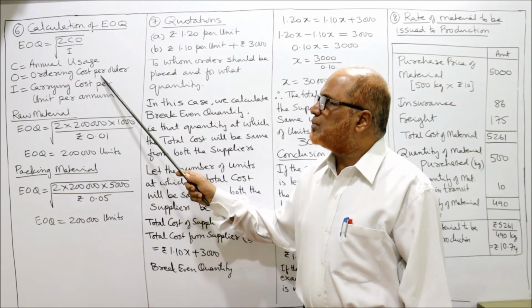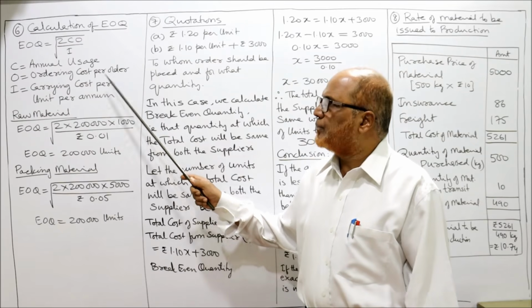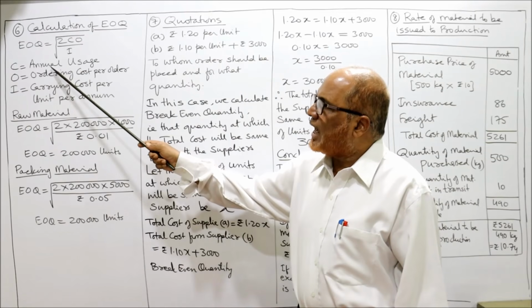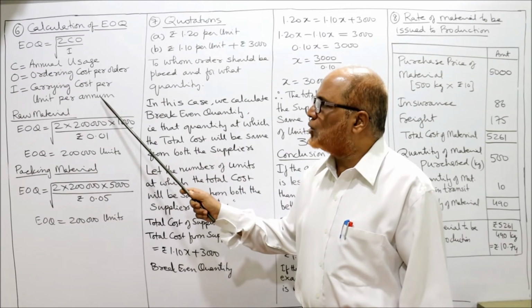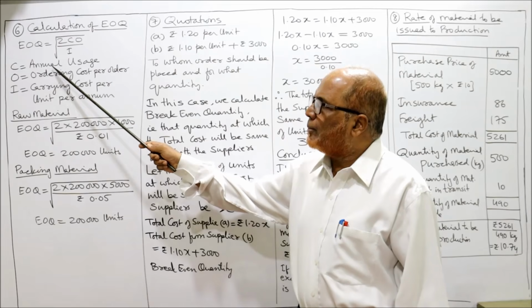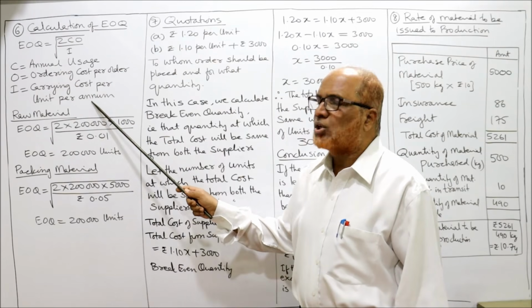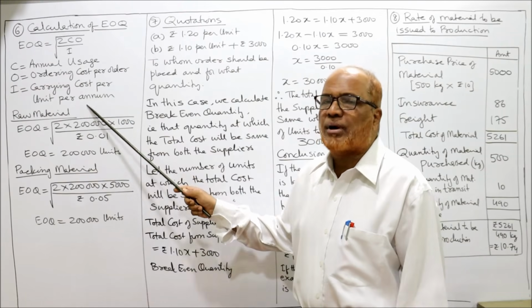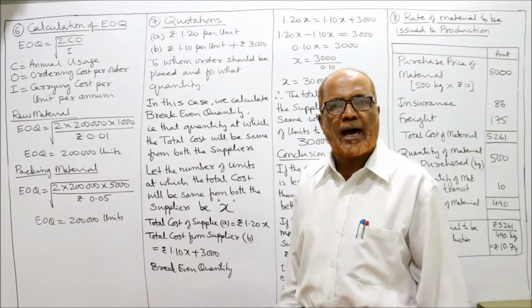Then ordering cost per order, that is given in the problem. Carrying cost per unit per annum. When you are taking annual usage, here also you should take per annum. If you take monthly usage, here also you should take per month. So in both cases you have to take months or in both cases you have to take annual.